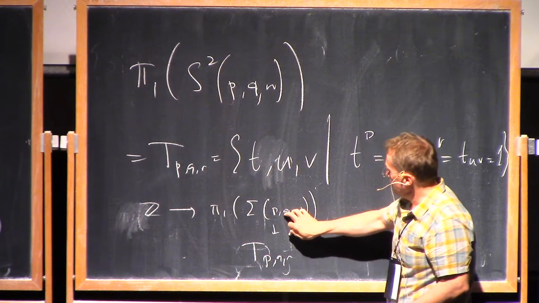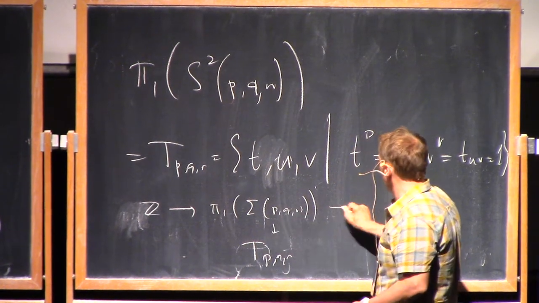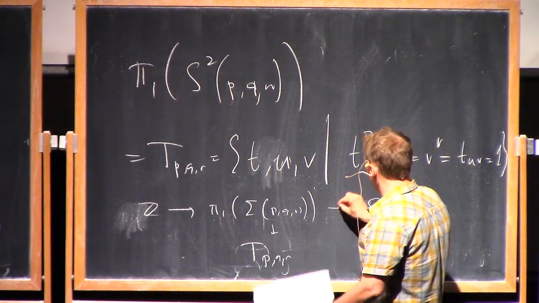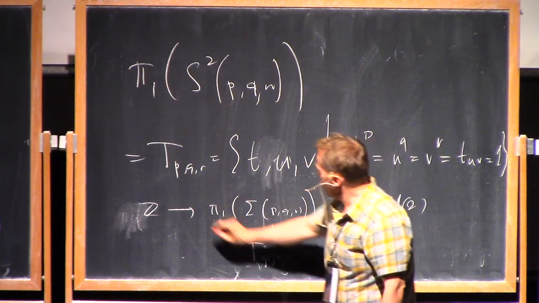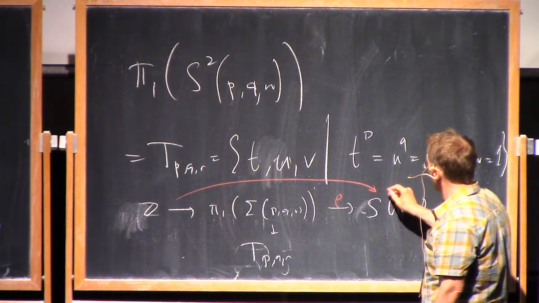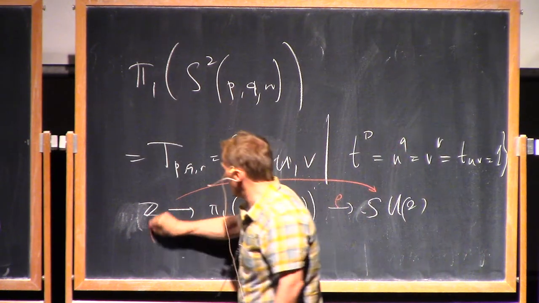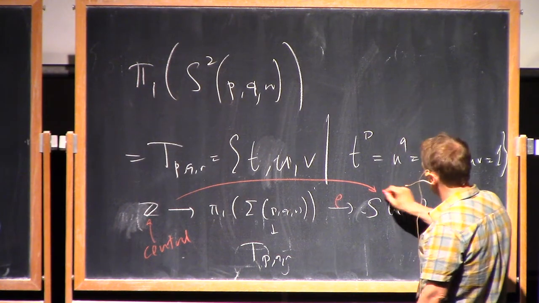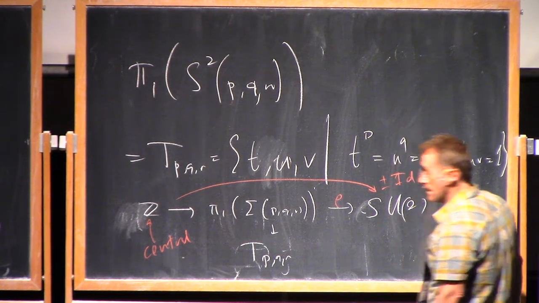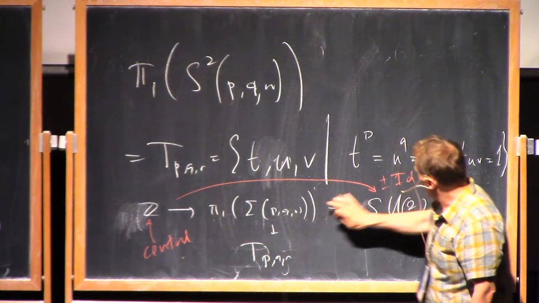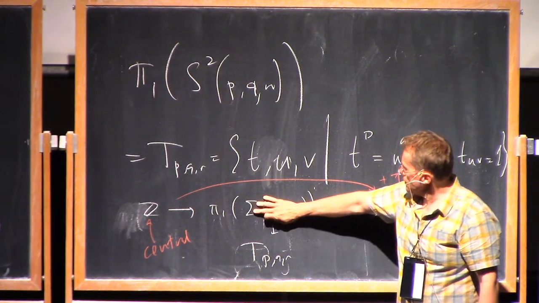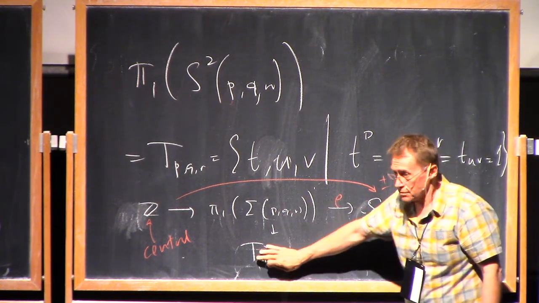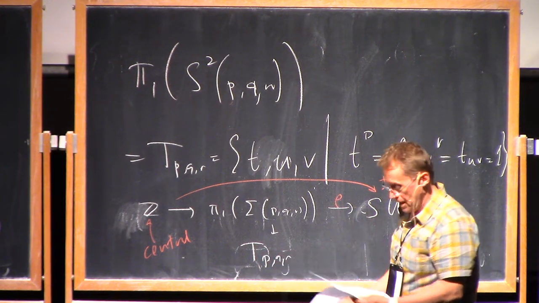And if I look at representations of this into SU2, right, so I look at a rho, rho has to send this central element to plus or minus the identity. In other words, if I push the representation under study down into SO3, it's just a representation of the triangle group.